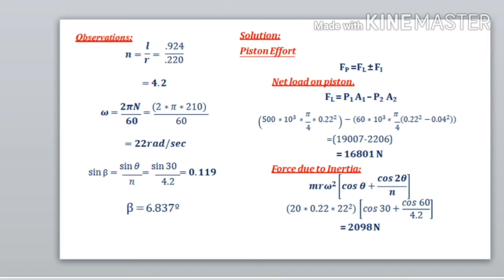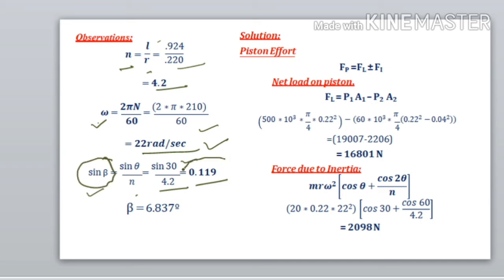Now let's get a start. First of all, we will find n, that is the L by R ratio, 0.924 divided by 0.220. Its value is 4.2. Now we will find omega, 2 pi N upon 60, 2 pi into 210 divided by 60, so 22 radian per second. Sin beta, that is sin theta by n, sin 30° divided by 4.2, its value is 0.119, so sin beta equal to 0.119.